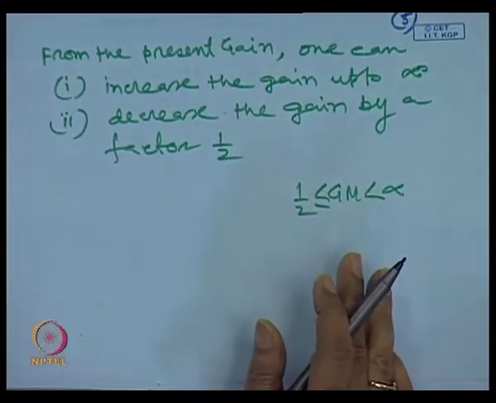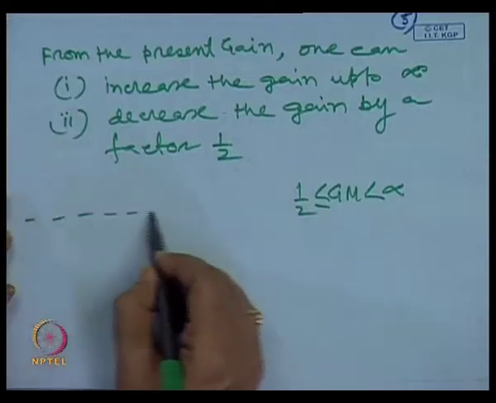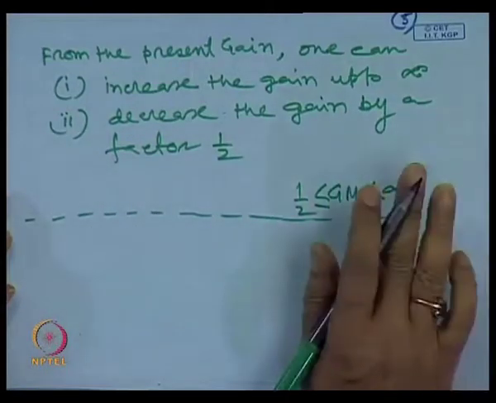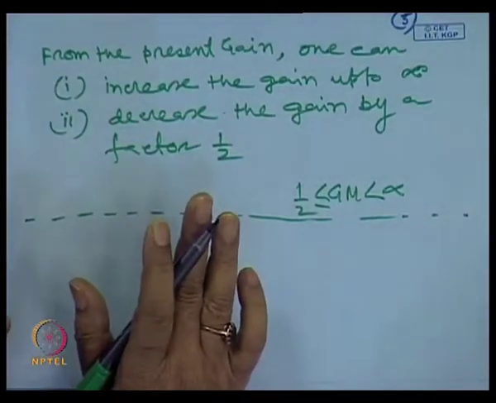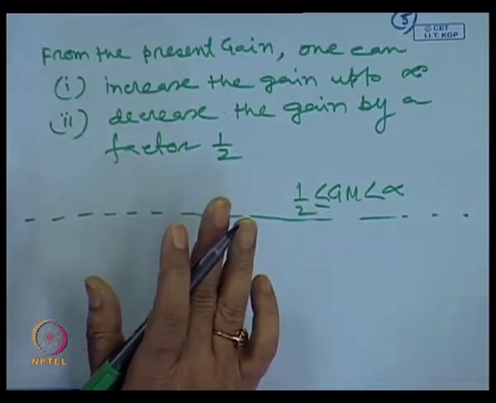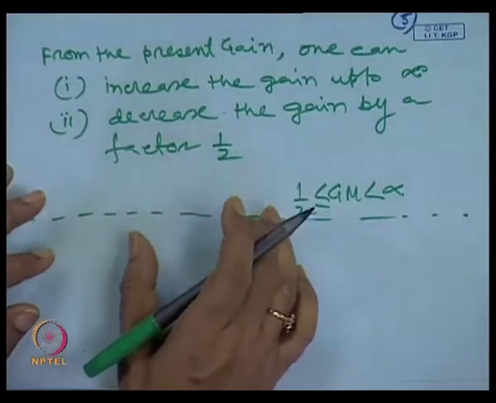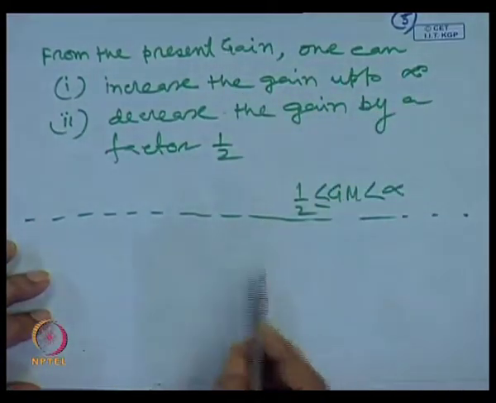Before that, we study the gain margin, which we have done; the phase margin we have to do. I will just briefly discuss how to study the stability of a control system based on the Nyquist stability criteria, so that it will be easy for you to understand this.